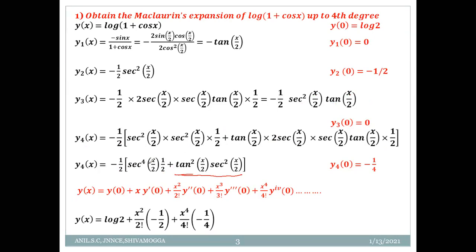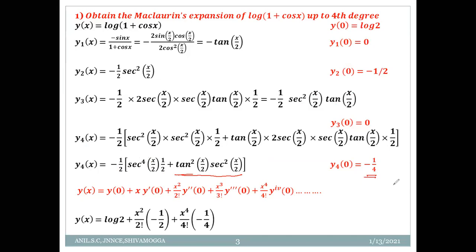And here, this will be secant 0. Secant 0 is 1. 1 power 4 is 1. 1 into 1 by 2 is 1 by 2. 1 by 2 into minus 1 by 2 is minus 1 by 4. This is the fourth order derivative.